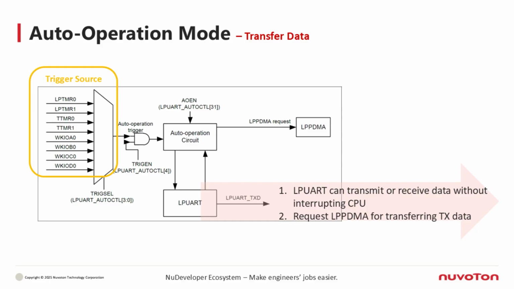Finally, let's talk about how the auto operation mode works when transmitting data. The goal of the Low Power UART is to allow data transmission or reception without waking up the CPU, even while the system is in power down mode. The Low Power UART can be triggered by several different sources, such as Low Power TMR, TTMR, or WKIO-A0, to start sending data automatically.